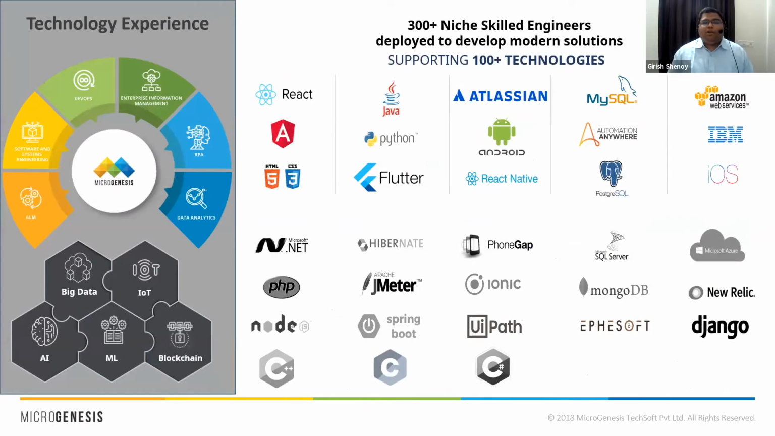Here's our technology experience. We have over 300 plus niche skilled engineers deployed to develop modern solutions, supporting over 100 plus technologies. A few of them are Atlassian, IBM, AWS, Amazon, MySQL, Automation Anywhere, Microsoft Platform, Neuralink, JMeter, PHP. All these are very few of the areas or technologies that we have been working hands-on.